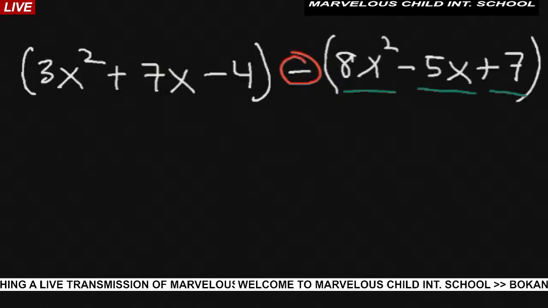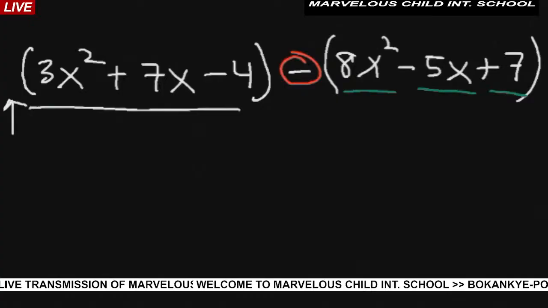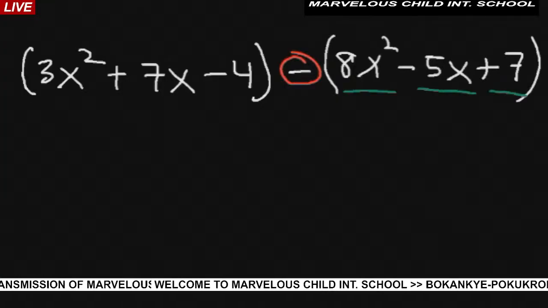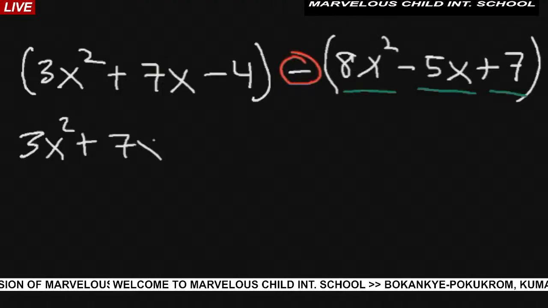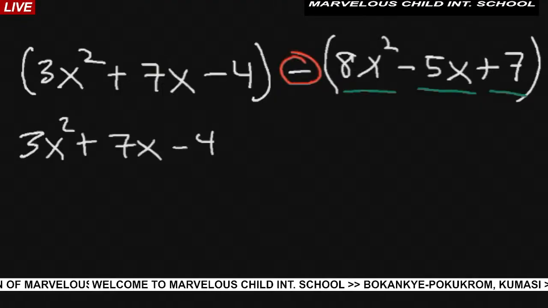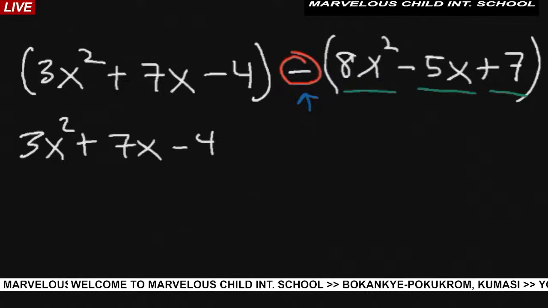So for the three numbers on the left, we don't have anything in front of the parentheses. So we could simply open it. We don't need the parentheses on the left side. So it's simply 3x squared plus 7x minus 4. Now you can treat this as a negative 1. So let's distribute the negative sign to everything on the right.